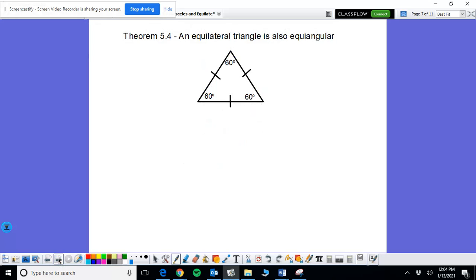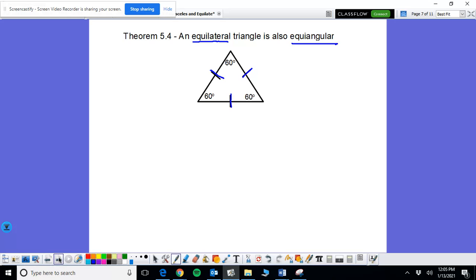Okay, let's talk more about equilaterals now. If you have all sides the same, you have all angles the same, something we talked about in that first slide. So we have a name for that, though. If all sides are the same, it's equilateral. And if all angles are the same, it's equiangular. So can we say that if a triangle is equilateral, that it's also equiangular? Yes, it's exactly what this is saying. And that's all.